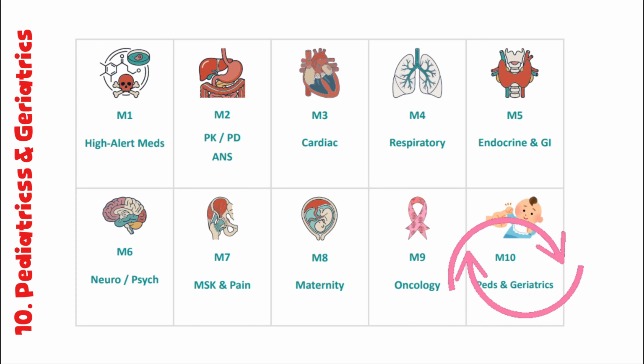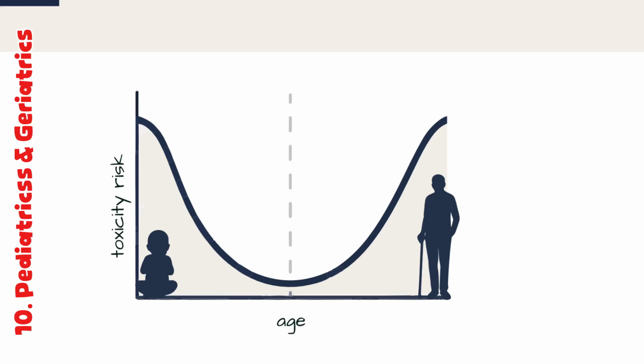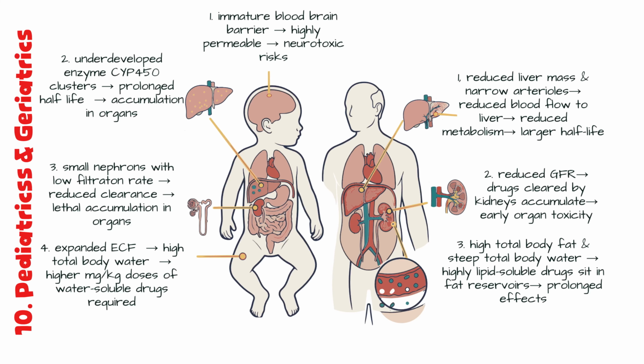Welcome to our final module. We're closing out this crash course with the two most physiologically vulnerable populations on the exam, Pediatrics and Geriatric. Picture a U-shaped curve of toxicity risk across a lifetime. High on one end in infancy, low in the middle of adulthood, high again on the other end in old age. Two completely different bodies, but the same underlying lesson. Standard adult dosing logic will hurt both of them if you apply it blindly.